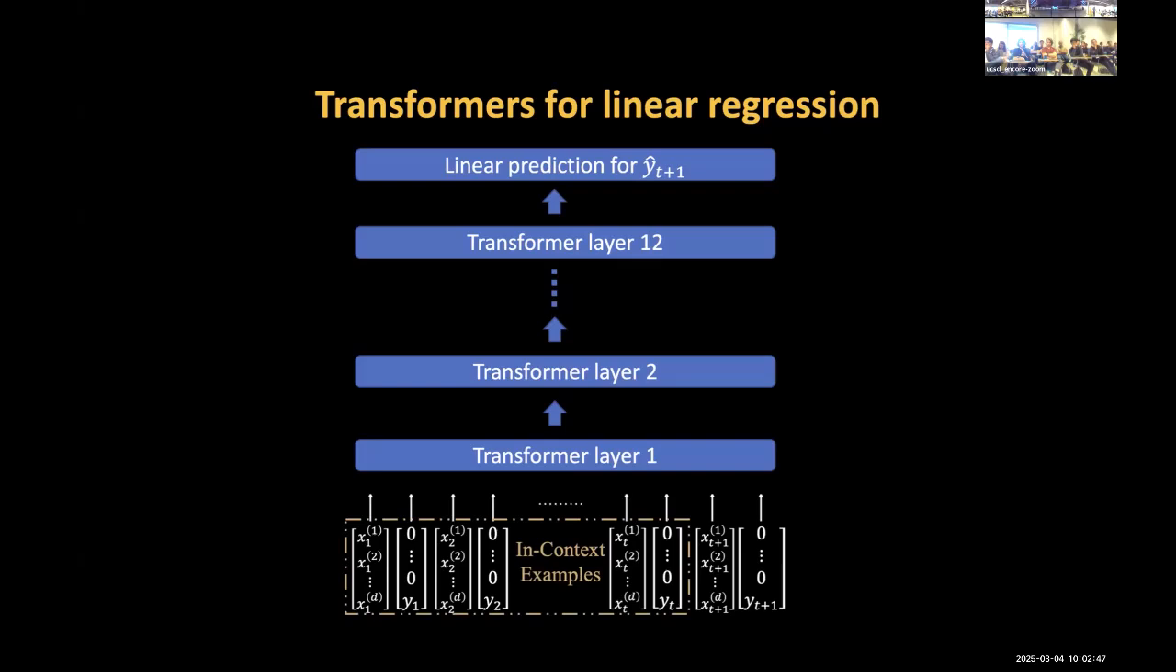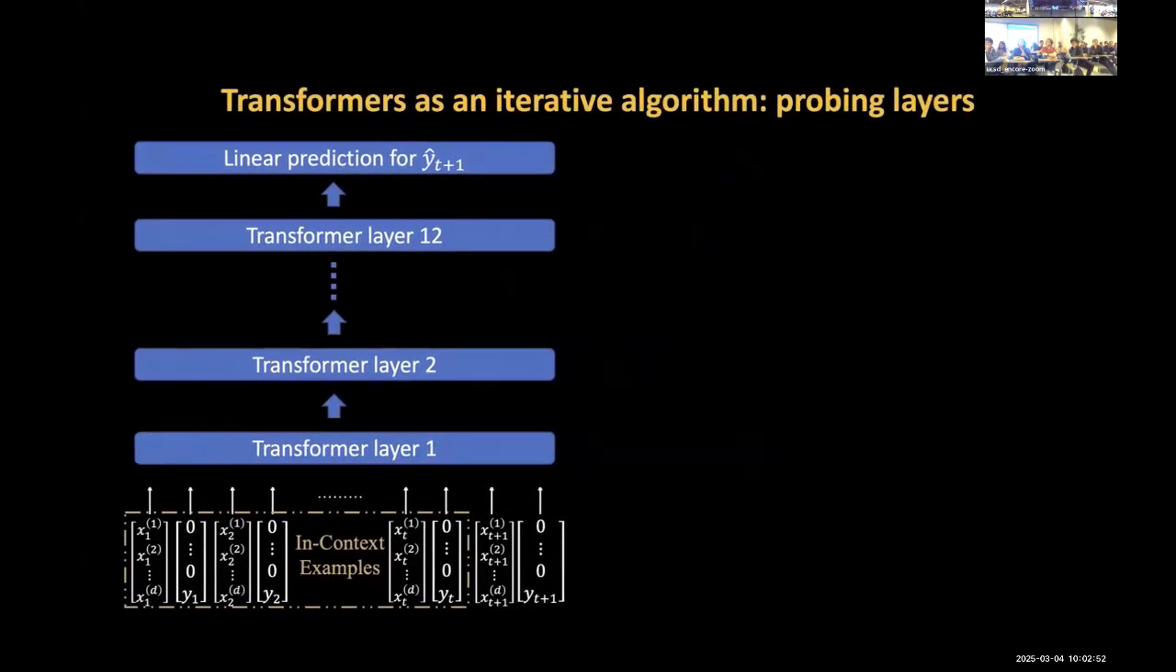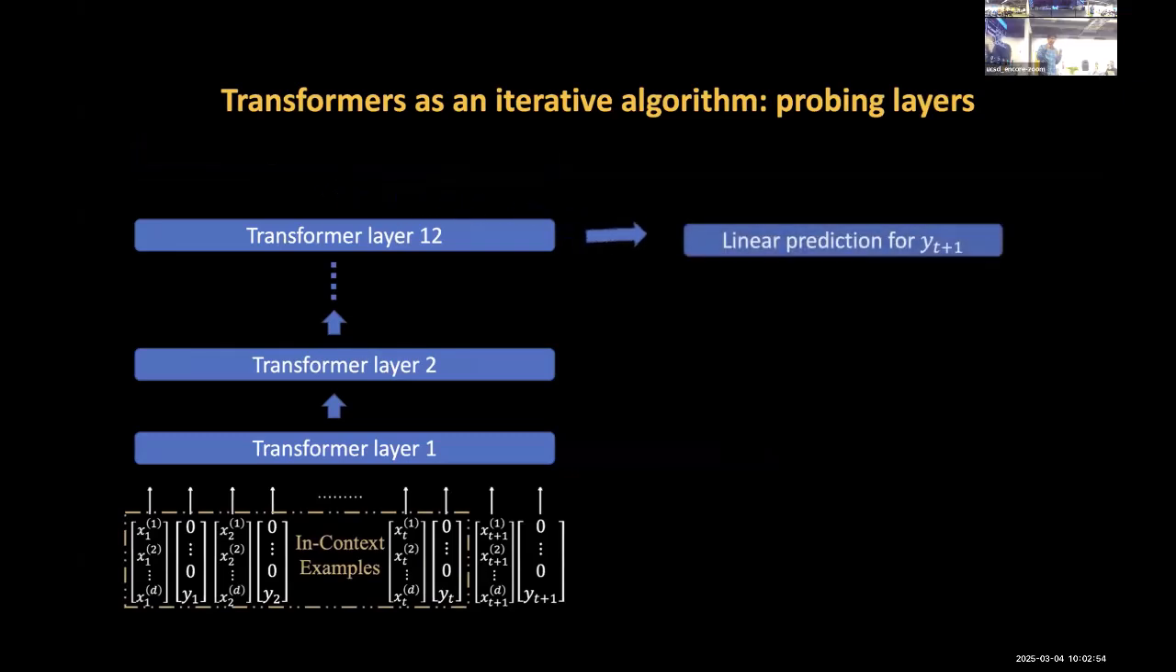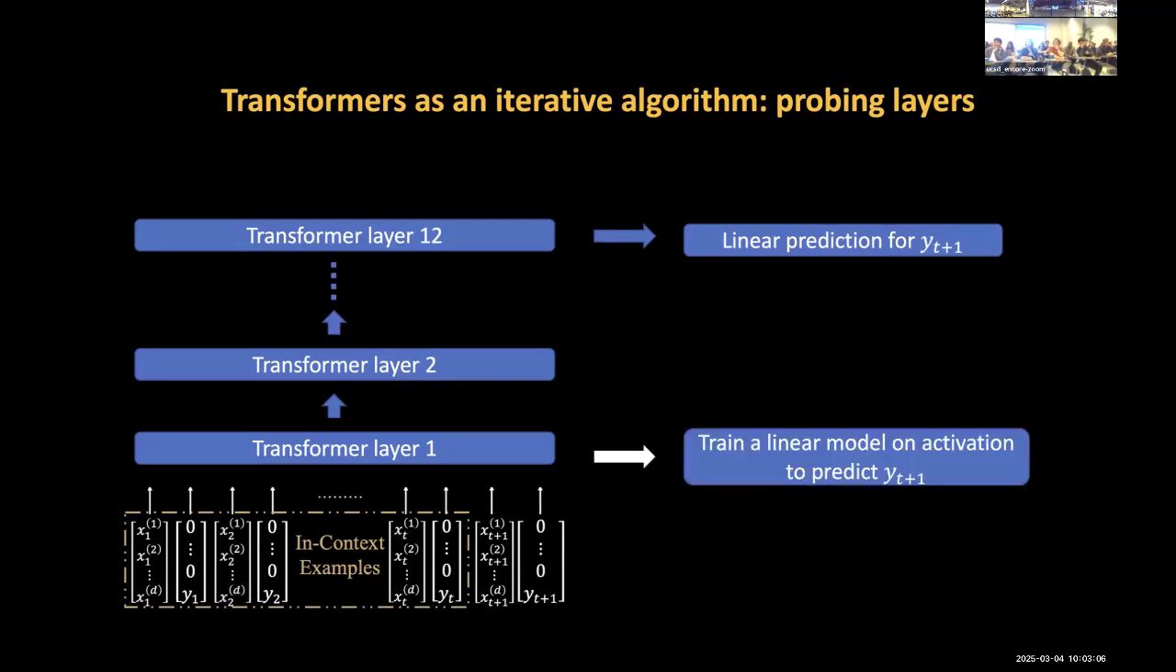Okay, so we want to understand how transformers solve this across different layers. We train a model, and the final predictions are given by a linear model just on the activation, the representation of this final 12th layer. To see what is happening across different layers, we train these probes, basically linear models, on any intermediate layer to find that layer's estimate of the answer.